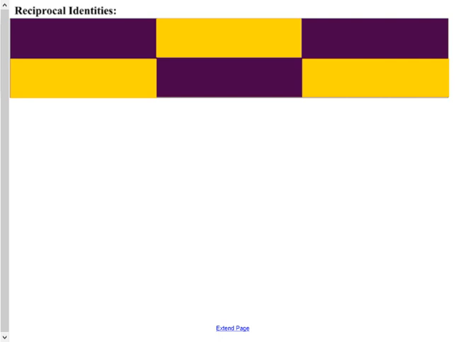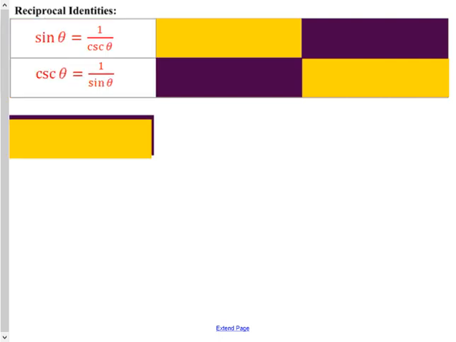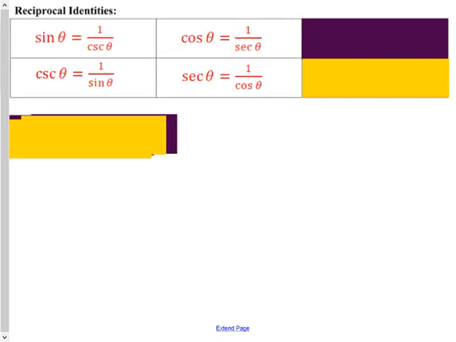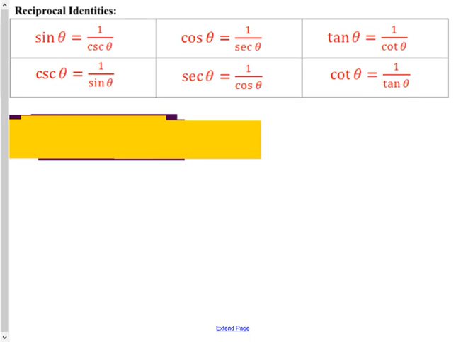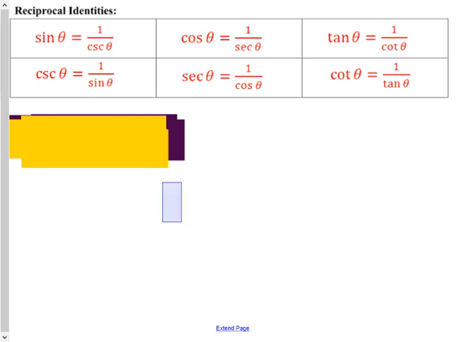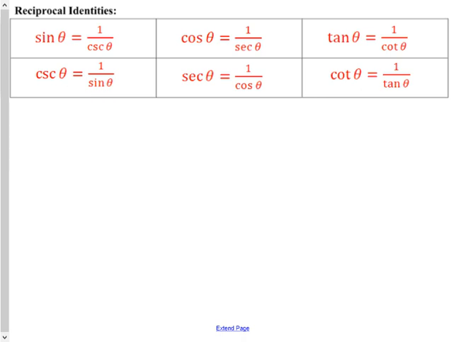Reciprocal identities, which is what I just talked about. Sine is 1 over cosecant. Cosine is 1 over secant. Tangent is 1 over cotangent. Cosecant is 1 over sine. Secant is 1 over cosine. Cotangent is 1 over tangent.